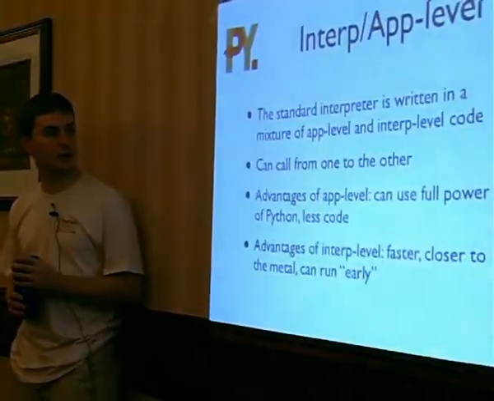And one of the features of the standard interpreter is that it is written in both interp level and app level code. So unlike CPython, where pretty much all of the core stuff is written in C, we have bits which are written in full-powered Python. And you can call from one to the other using this thing called the interpreter gateways, which are, well, fairly confusing. Certainly the implementation is.